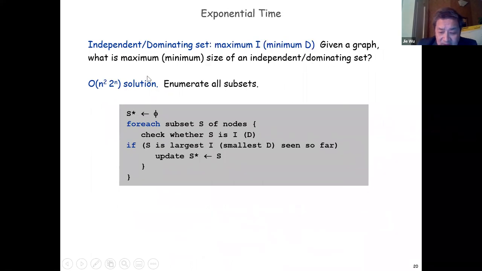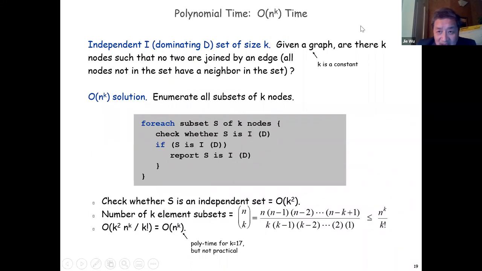So how do you find out whether there exists a set of K nodes such that no two nodes are adjacent by an edge? That means it's an independent set of K nodes. A silly way to do it is to look at any subset of K nodes and check if it is an independent set or not. It's very easy. To check whether a set is independent, just look at pairs of elements. If they're adjacent, then it's not independent.